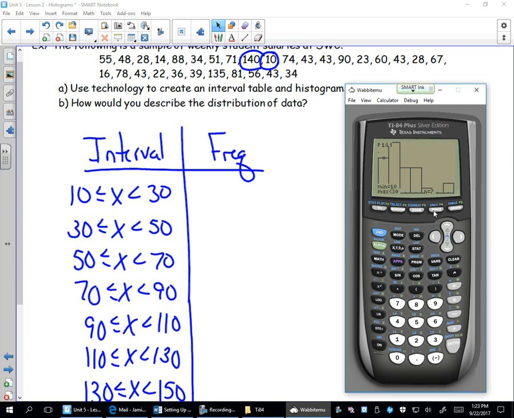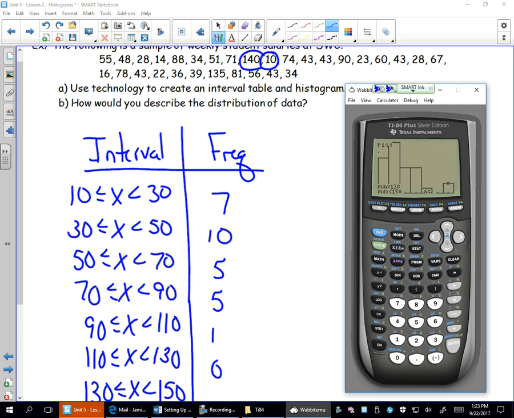So what do I got? I got 7 followed by 10. Just use your over button. A 5 and another 5 it looks like. Both the same. A 1, a 0, a 2. 1, 0, 2. And that's all I need you to be able to do with the graphing calculator. Right? Make it, analyze it. What can we do with this?